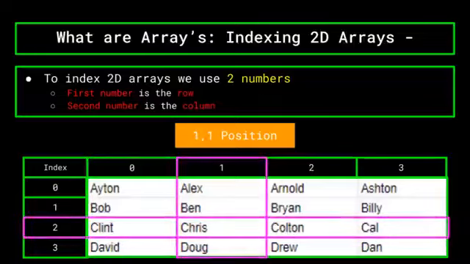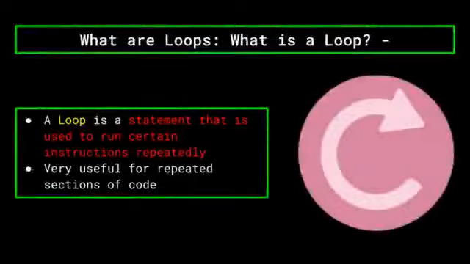Well, as you could probably tell by that statement right there, a programming loop is a statement that is used to run certain instructions repeatedly, just like how the opening statement of this topic was repeated 5 times. Loops are very useful for a variety of reasons. For instance, imagine you want to print something 15 times.